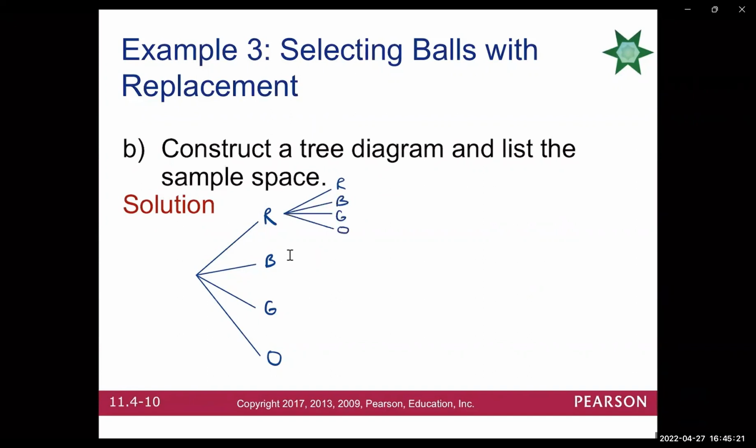So basically, you're gonna draw that here, you're gonna draw it here, and you're gonna draw it here. So you're just gonna draw this tree diagram 4 times. So if you get a blue ball first, the second selection can be the same thing: red, blue, green, orange, red, blue, green, orange, red, blue, green, orange. And now I just have to draw the lines.